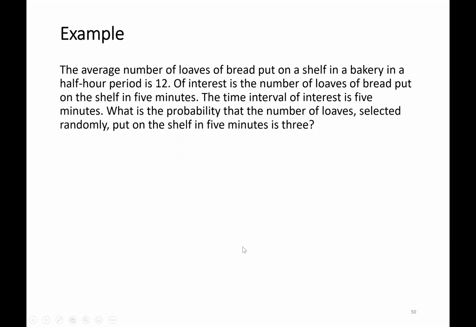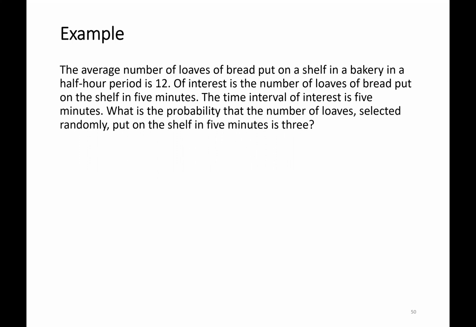So for example, the average number of loaves of bread put on a shelf in a bakery in a half-hour period is 12. So every half hour, on average, they put 12 loaves of bread on the shelf. Of interest is the number of loaves of bread put on the shelf in 5 minutes. The time interval of interest is 5 minutes. What's the probability that the number of loaves selected randomly put on the shelf in 5 minutes is 3?